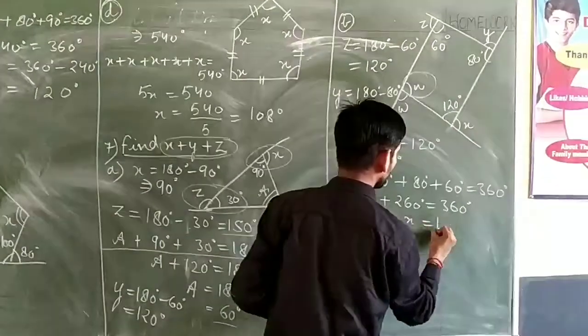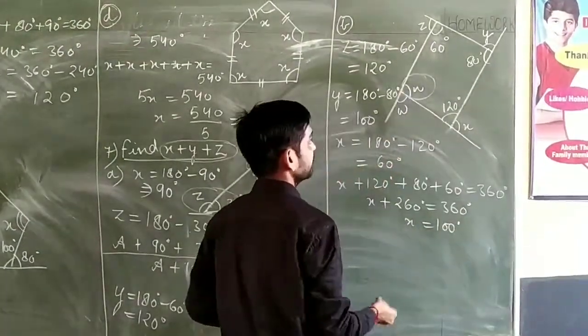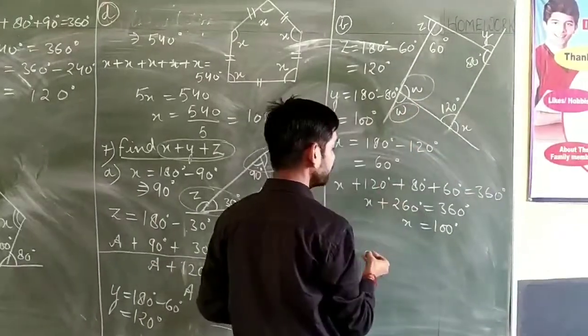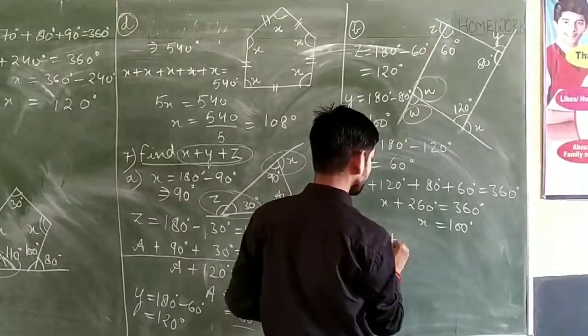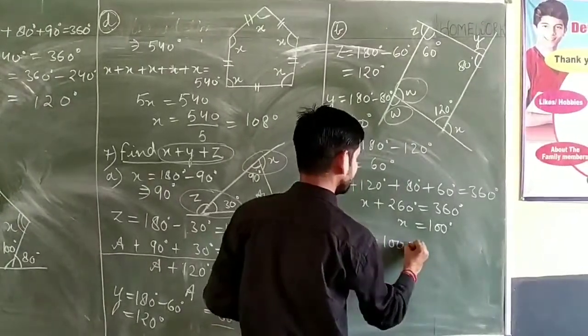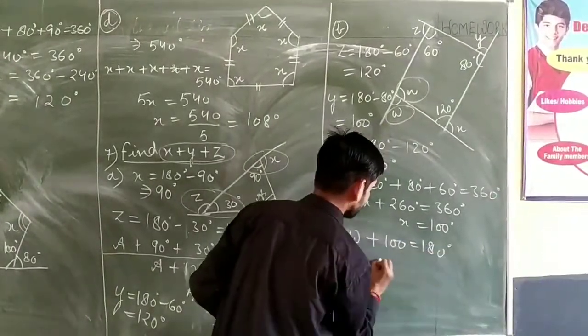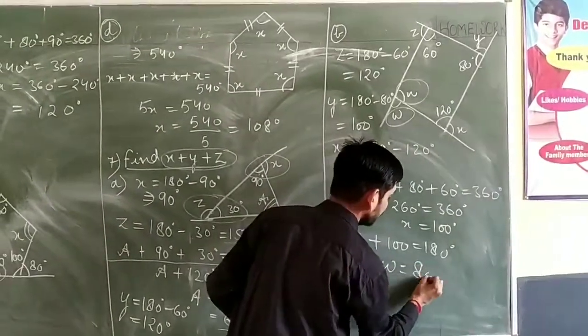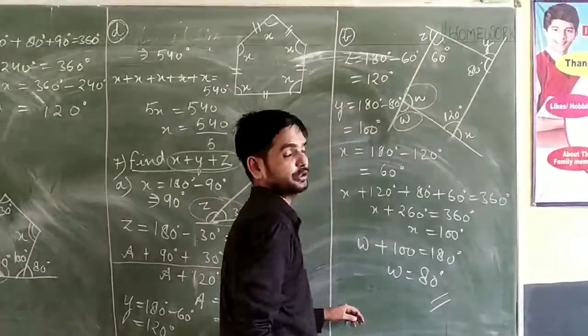That means what will be the value of x? 100 degrees. So can you find out the value of w? How? By the linear pair. W plus 100 degrees equal to 180 degrees. That means what will be the value of w? 80 degrees.